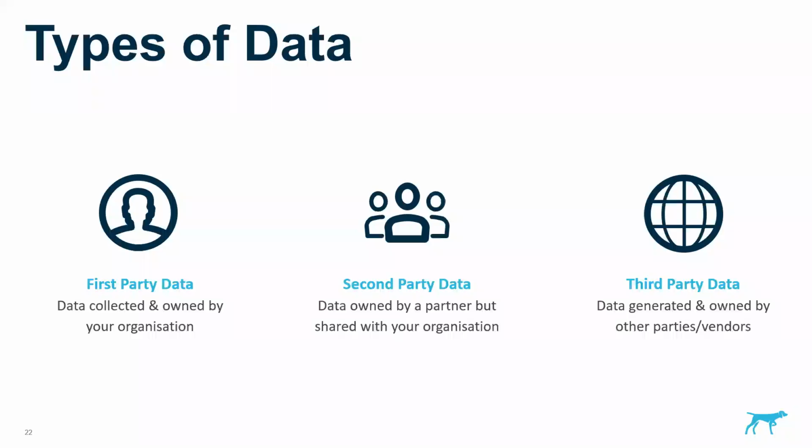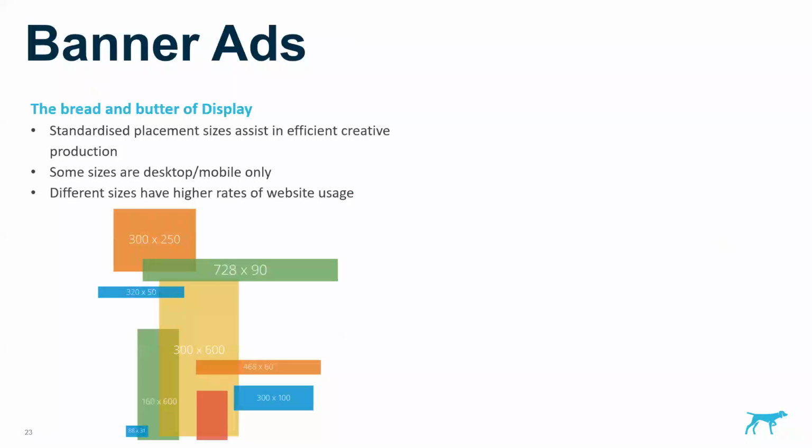In terms of display, the bread and butter is banner ads. There's a number of different standardized sizes, helping efficient creative production. So these are what the inventory is primarily made of, because you want your ad to always be at least consistent in what you produce as to how it will appear. Some of these sizes are desktop or mobile only, or at least optimized towards one of the devices. The thing is that different sizes do have higher rates of website usage.